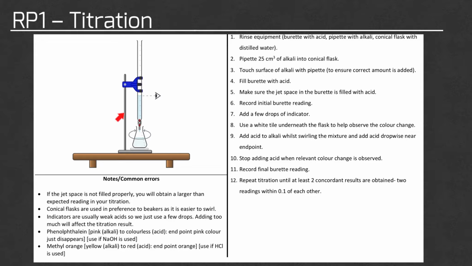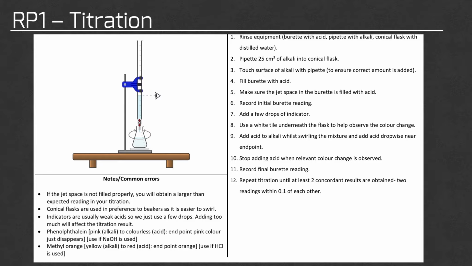You'll then add the acid to the alkali, swirling as you go to make sure the two are mixing together, and then you'd add dropwise near the end point. If you're not sure where the end point is, you might have done a rough titration first, so you had some idea at which point you should be adding dropwise instead. You stop adding the acid when the relevant colour change, depending on the indicator that you've been using, is observed, and you then record the final burette reading so you could calculate the total volume you have added. You should repeat the titration until you have at least two concordant results, which is two readings within 0.1 centimetres cubed of each other.